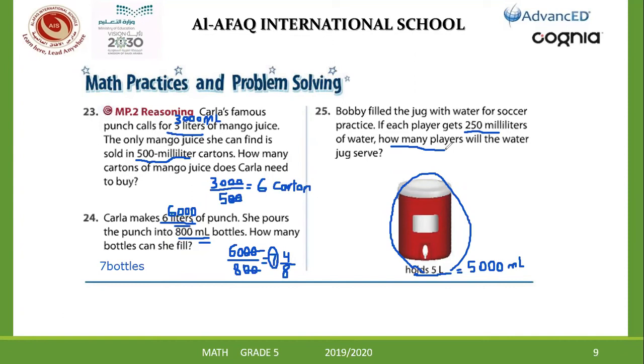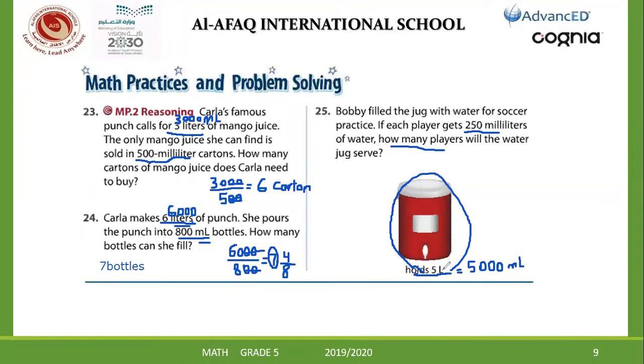So here you have the total amount of water and you want to separate them as 250 milliliters. To get the number of the groups, you will get it by using what? Divide, because you have the total and how many each one will take. So to find the number of the players, you use the division operation.